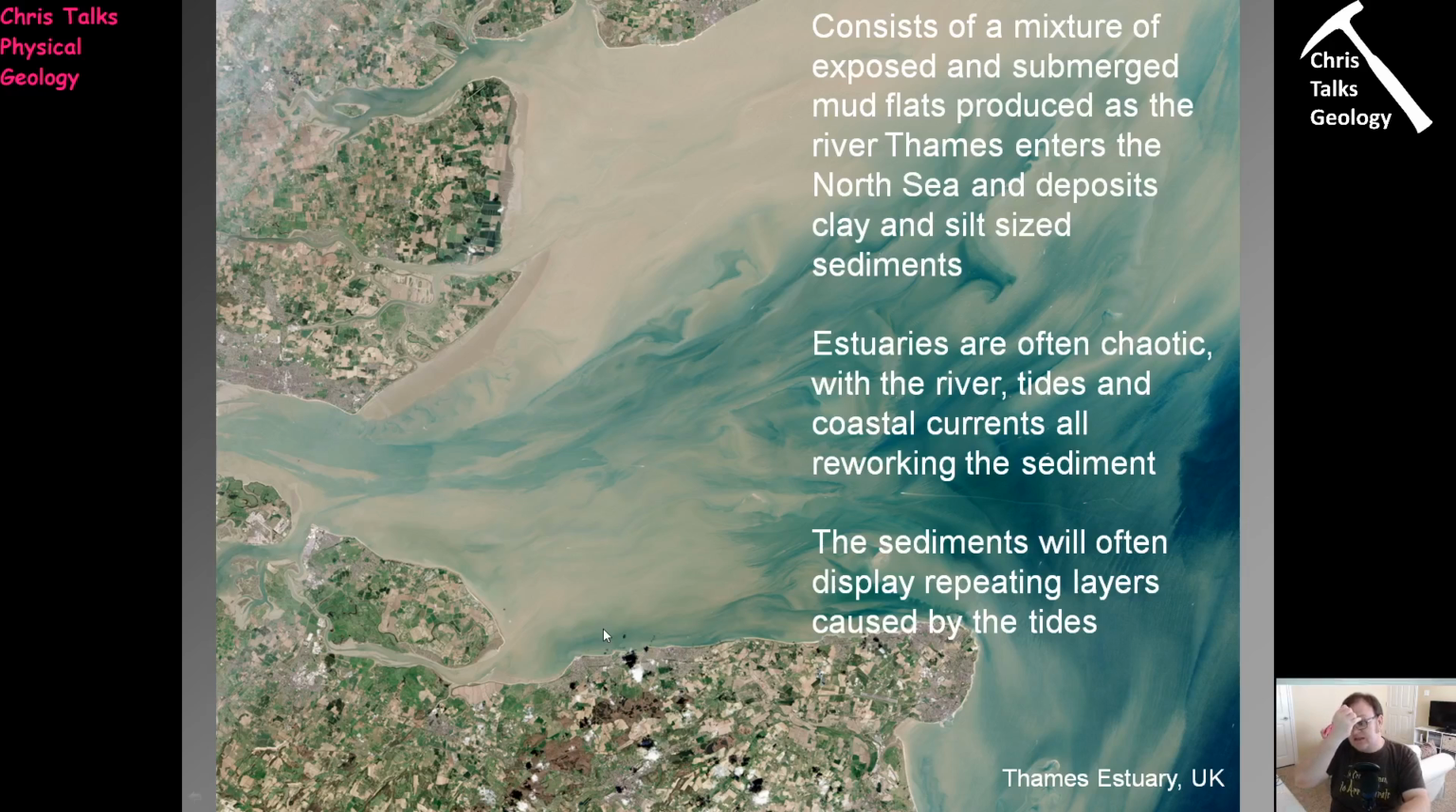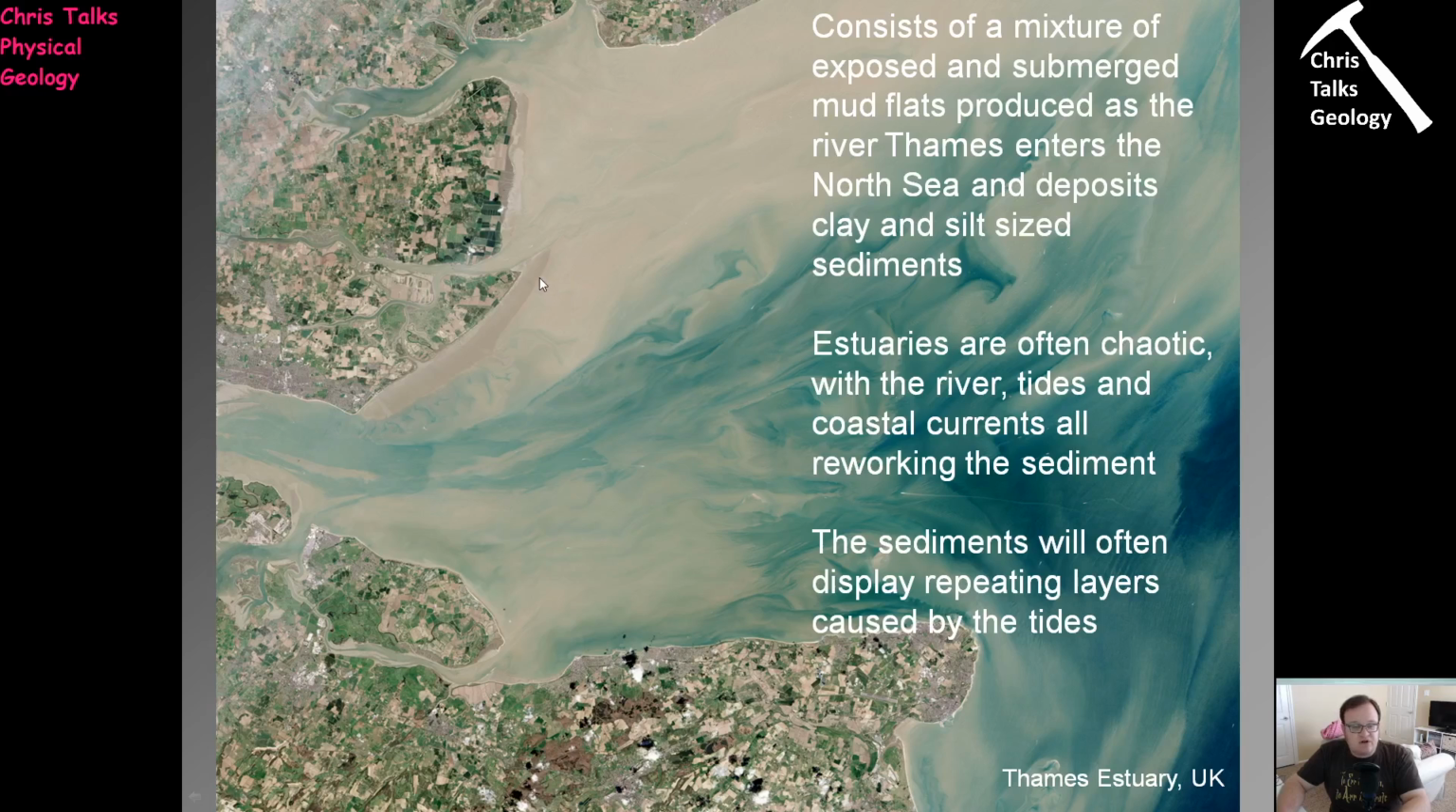So this is the Thames estuary from the United Kingdom. The River Thames is over here to the left, and as you can see, it's depositing its sediment into the North Sea over here. So the estuary itself, obviously, as you can see, has huge quantities of mud in the area. The estuary consists of a mixture of exposed and submerged mudflats, as the River Thames enters the North Sea and deposits clay and silt-sized sediment. You can see here we have an exposed mudflat right there, but we have these extensive muddy deposits around here which are currently submerged.